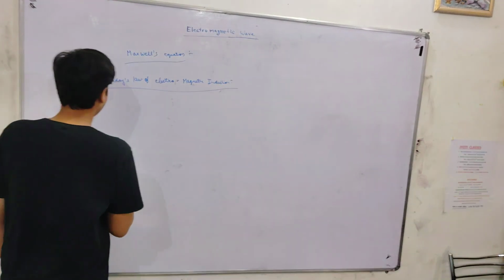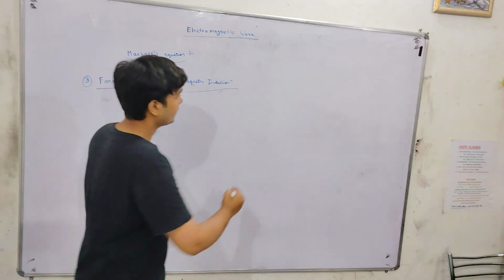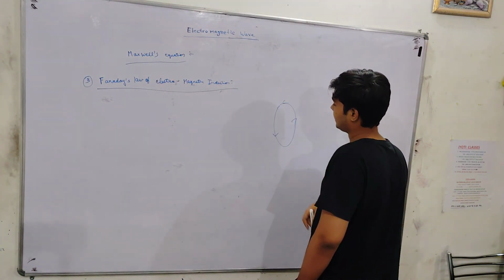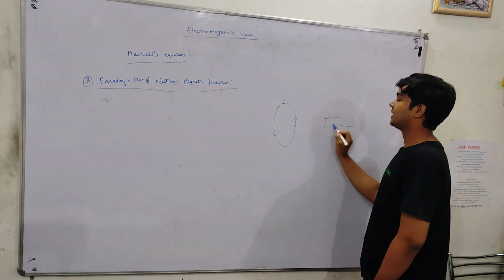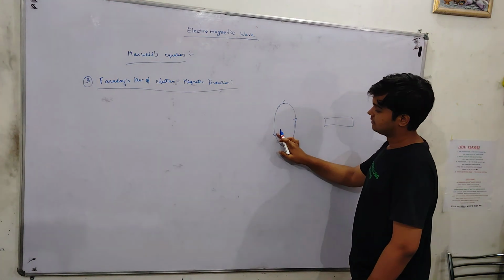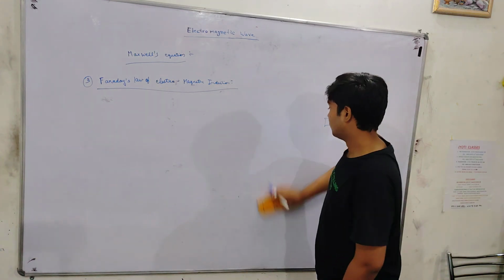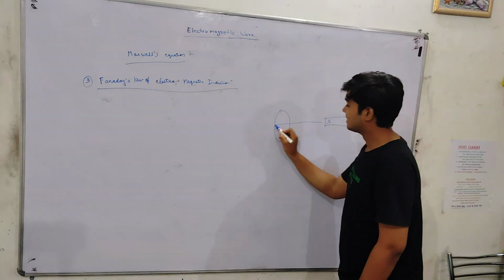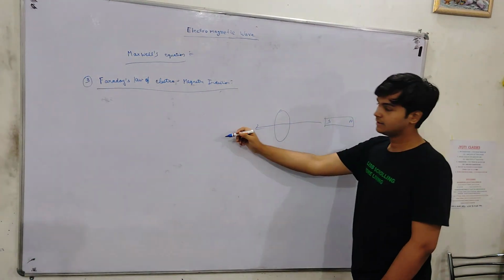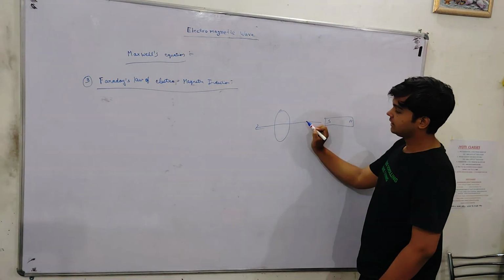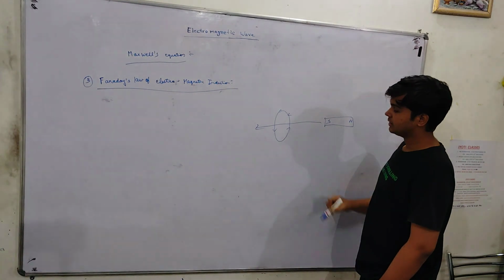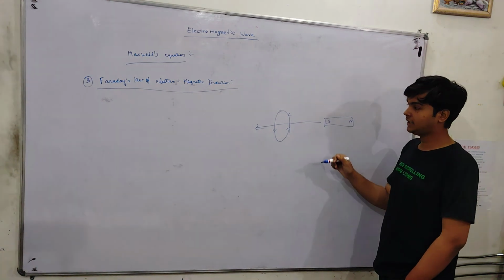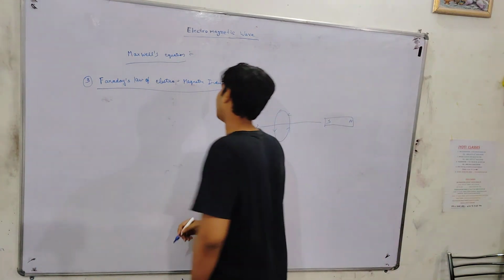This law states that the induced EMF, as we have learned. Suppose this is a simple closed loop, not carrying anything, and this is a magnet. When the magnet is passed through and brought out, it induces EMF in the closed loop. This EMF is induced due to the change in magnetic flux with time. This is known as Faraday's law of electromagnetic induction.